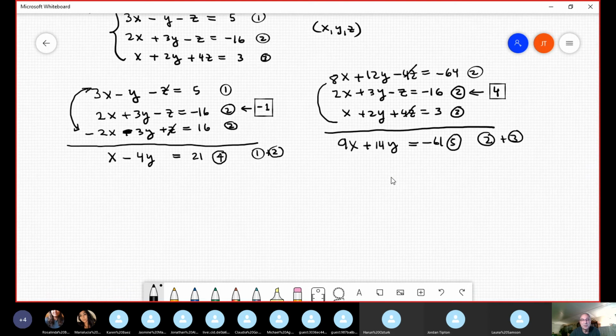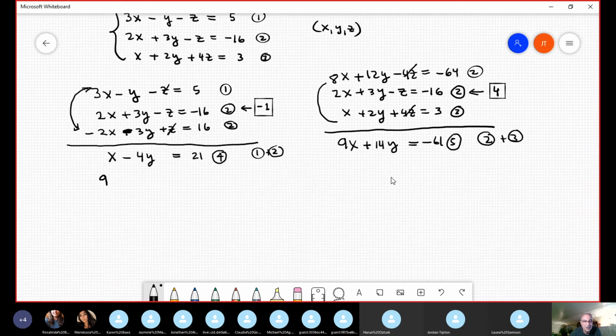And now this problem is similar to the problem we were doing before in intermediate algebra. Look at that: 9x, I copied that here, plus 14y equals negative 61. That is equation 5. In this case, we have a new system that contains two equations and two unknowns.